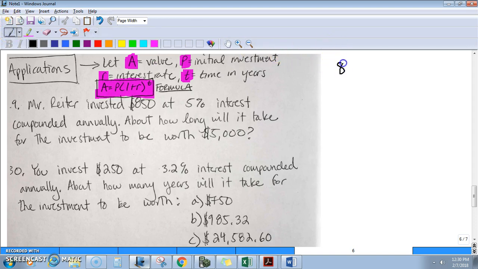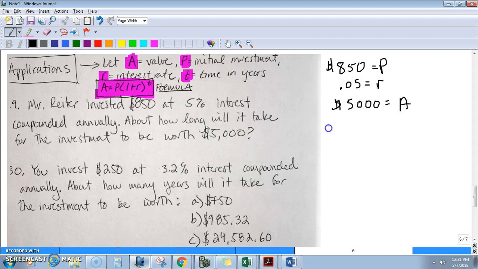So for the first one, 850 is invested. That's our principal, or our P, which is our initial investment, our principal investment. That's what the P stands for. Our interest rate is 5%, so we're going to write that as 0.05 is our interest rate. And our A, or our expected outcome that we want, is $5,000. We are trying to figure out how long it's going to take if we put $850 into this account for us to get $5,000 back.